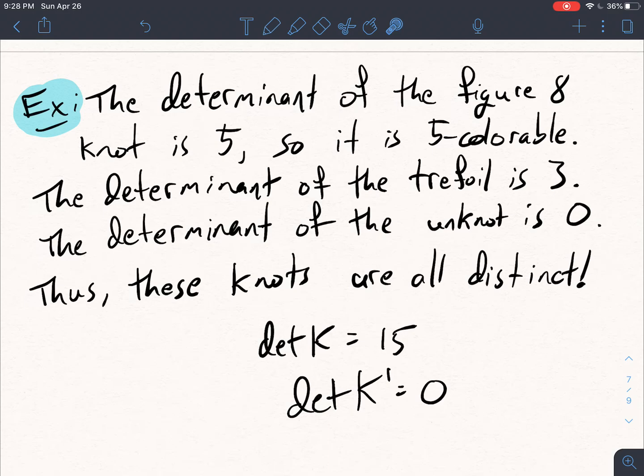Also, there are some knots where the determinant of that knot is equal to 0, but that knot is not equal to the unknot. So this is not a foolproof way of distinguishing knots from each other. There are more advanced tools that you could develop and calculate for knots that would help you distinguish them better from each other.